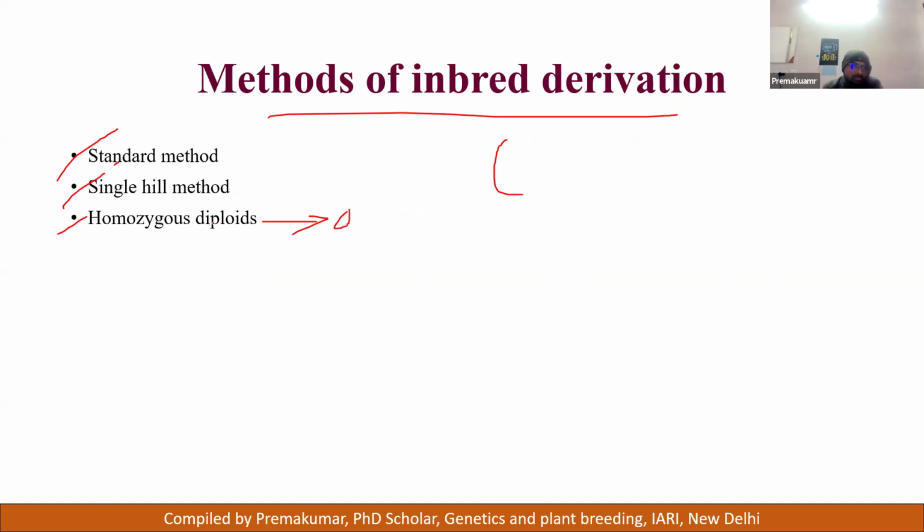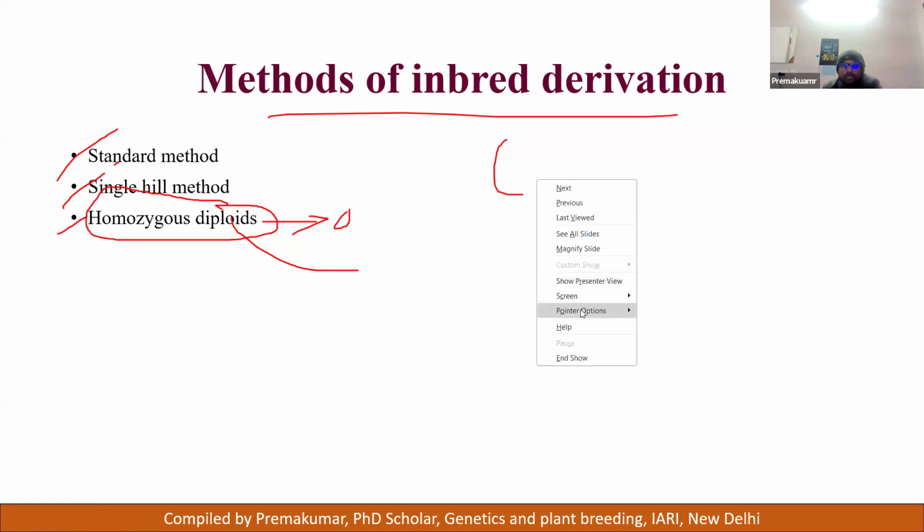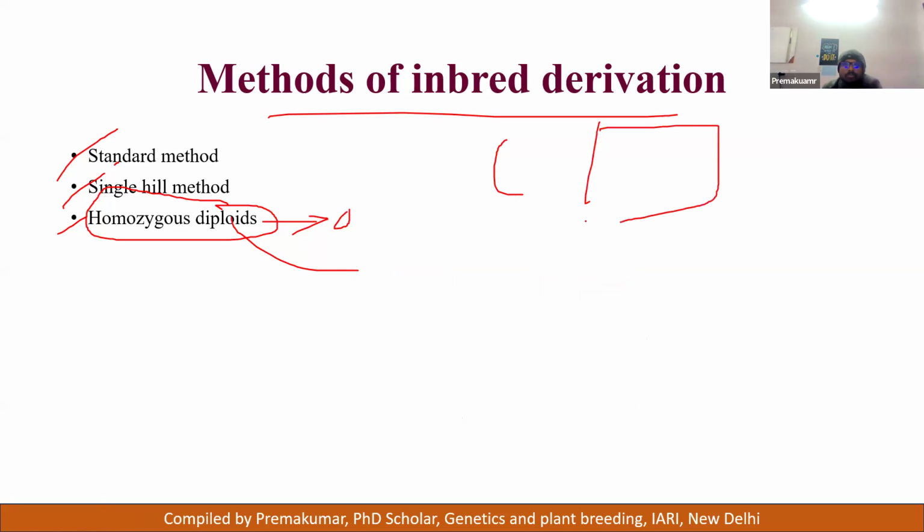Doubled haploid methods. We are developing a doubled haploid, then using it as an inbred in hybrid development. Then the standard method is, for example, you have a source population. It's just like a mass selection.